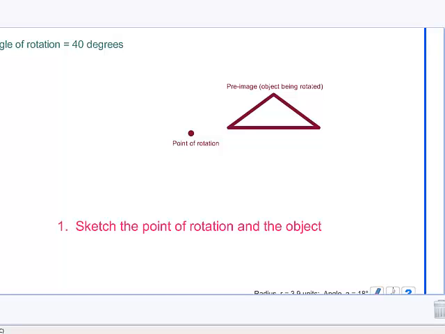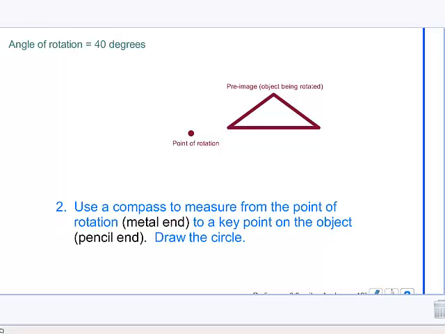Step one is normally just to recreate the diagram. That you only really have to worry about if it's a textbook problem. If it's something given to you on a worksheet or on a quiz or test, you can go ahead and draw it right on the paper. So step one is kind of done for me here.